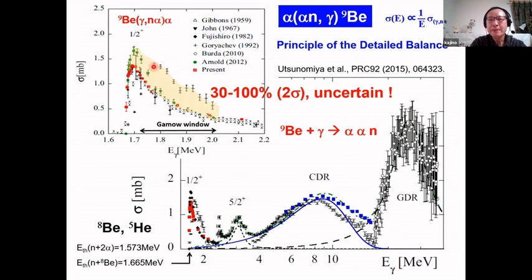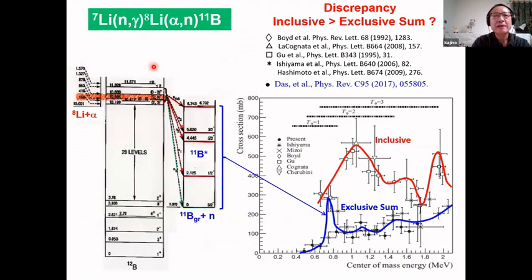Okay, the next reaction is lithium-7 gamma and lithium-8 alpha n. And as everybody knows, there are two different methods in experimental measurement, inclusive and exclusive.